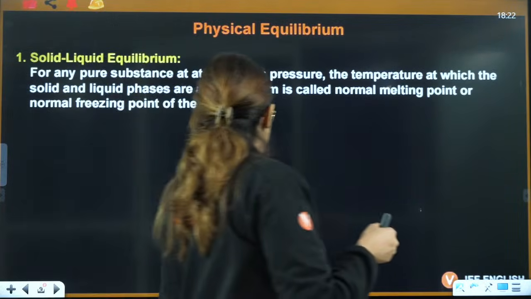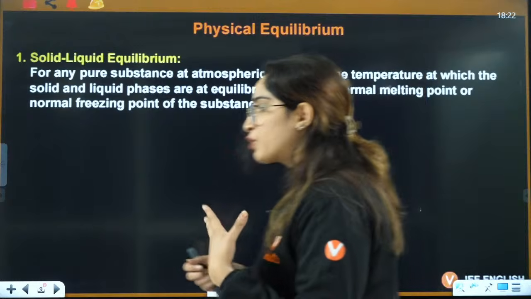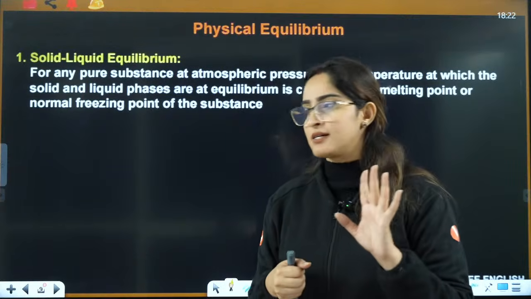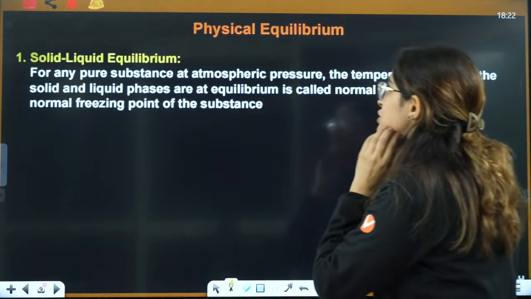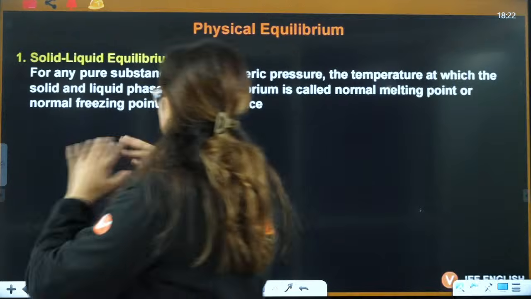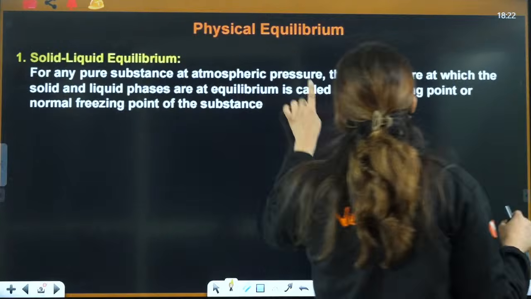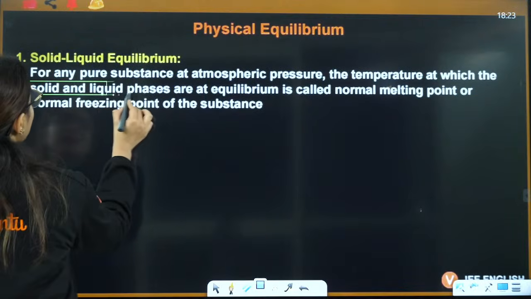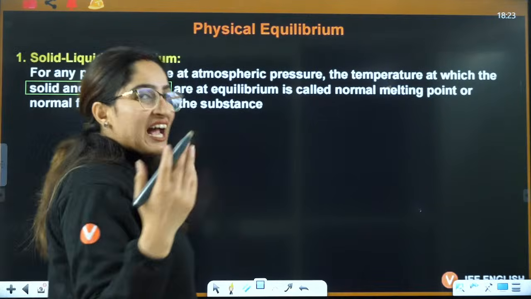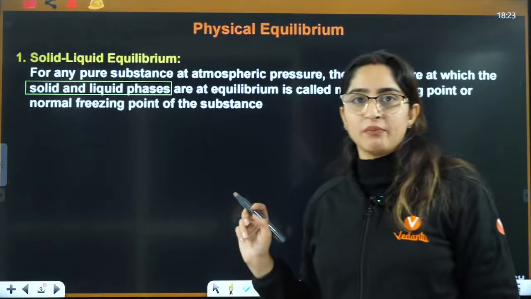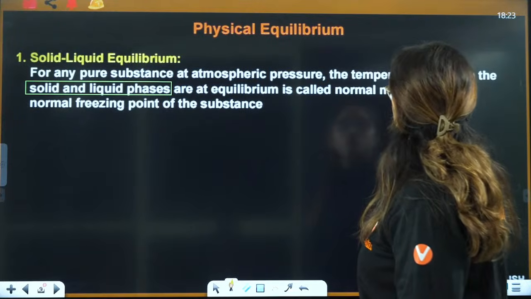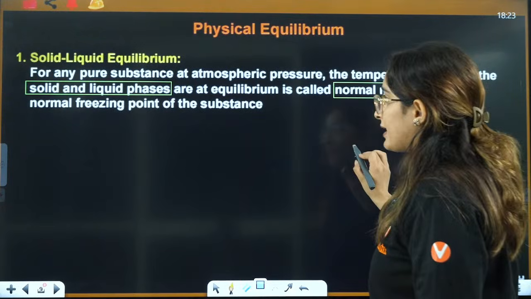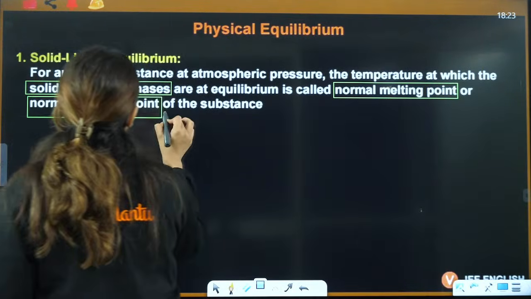Now let's see the types of equilibrium that you have. Two classes: today one class, tomorrow one class. Next is solid-liquid equilibrium. For any pure substance at atmospheric pressure, the temperature at which solid and liquid phases are at equilibrium is called the normal melting point or normal freezing point of the substance.